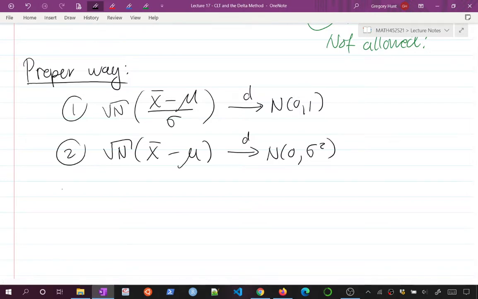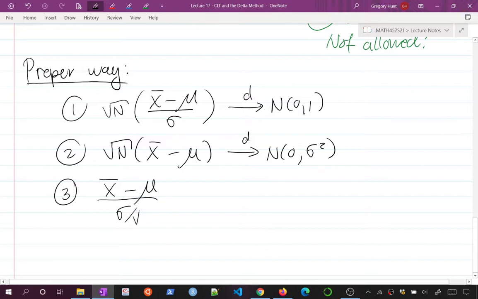So, what's the third way? The third way was I can move my root n into the denominator, make it look more like a t statistic. This is less common, but it is nice because it reminds you of a z statistic or a t statistic or something like that. So that's a fine way. That's also true, right? Algebraically, that's equivalent to way 1.